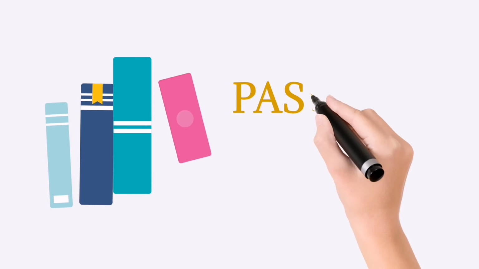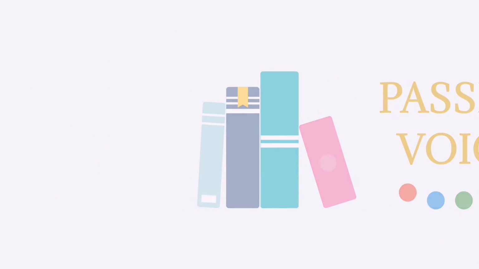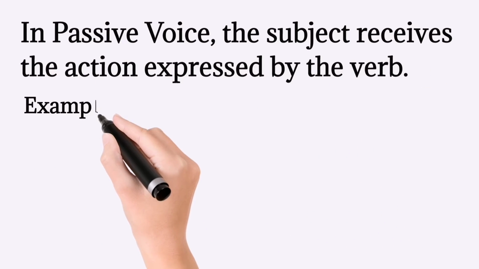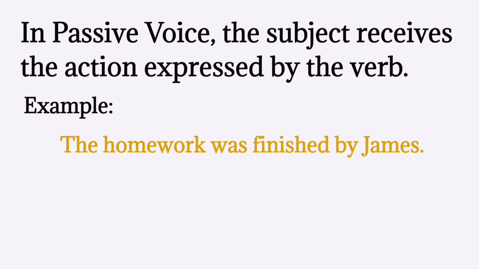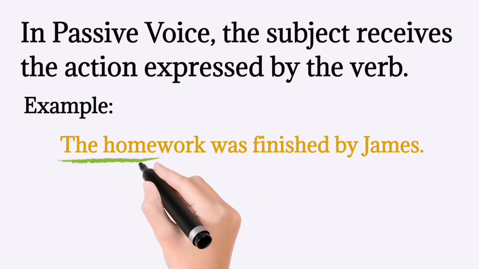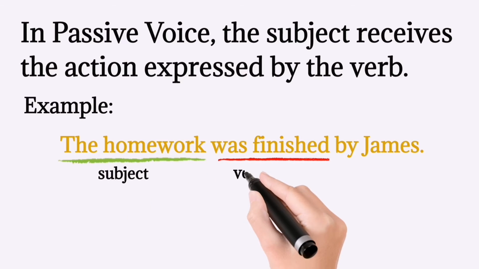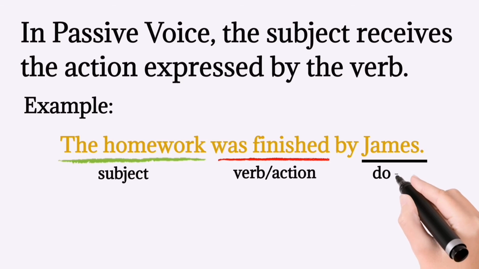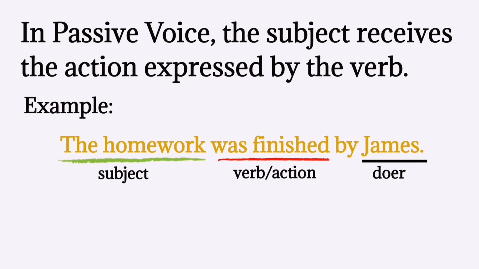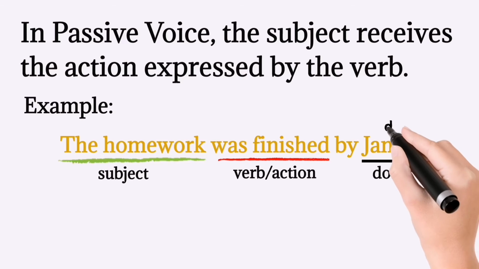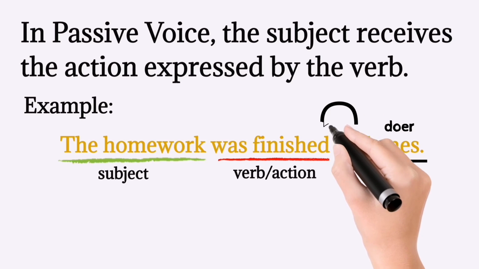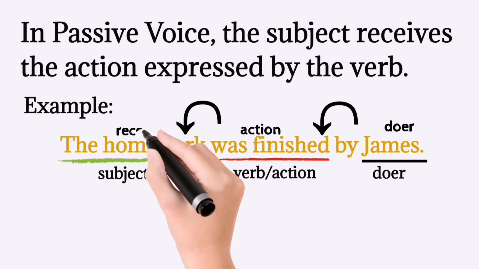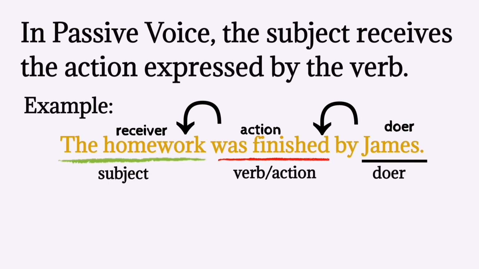Moving on, let's talk about passive voice. In passive voice, the subject receives the action expressed by the verb. Example, the homework was finished by James. In the given sentence, the subject is the homework, and the verb, or the action, is was finished, that was acted upon to the subject by James, who is the doer of the action. Let's analyze the sentence again. James is the doer of the action, and James' action is finished. James is doing it to his homework. So, homework is the receiver of the action done by James.